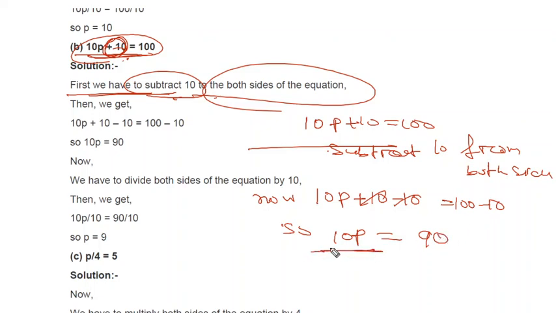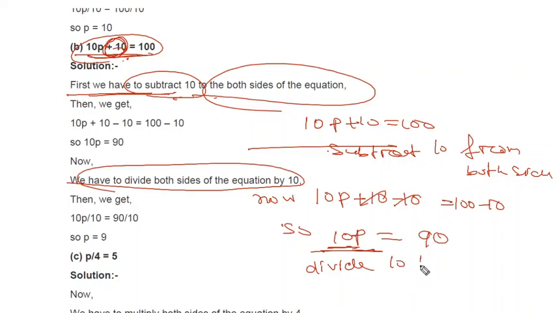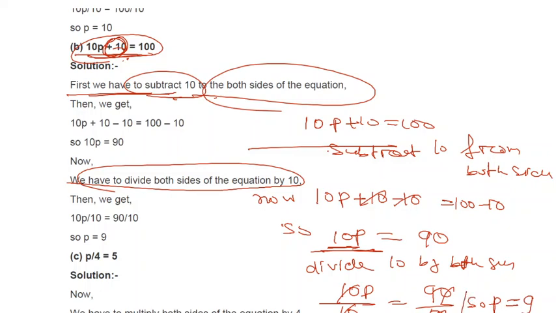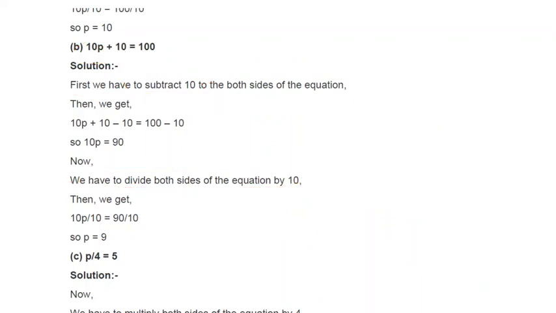Now what you will do? 10p is there. Now we have to divide both sides by 10. So 10p divided by 10 equal to 90 by 10. Now 10 cancels. So p is equal to 9. Okay, we got the value of p as 9. Okay, so easy questions are there.